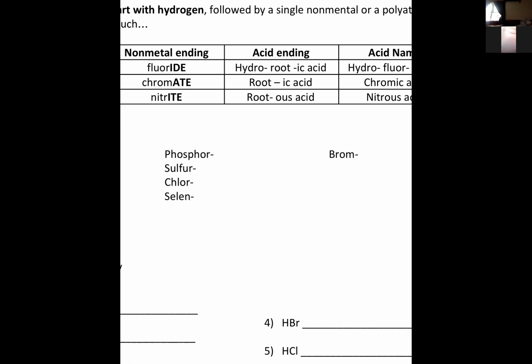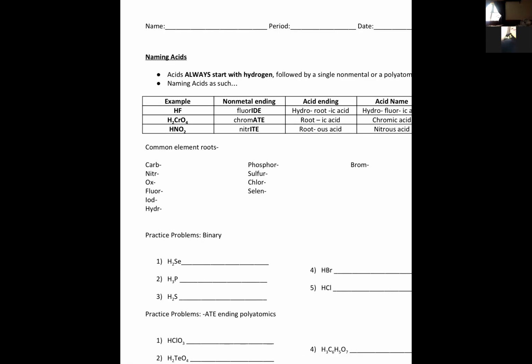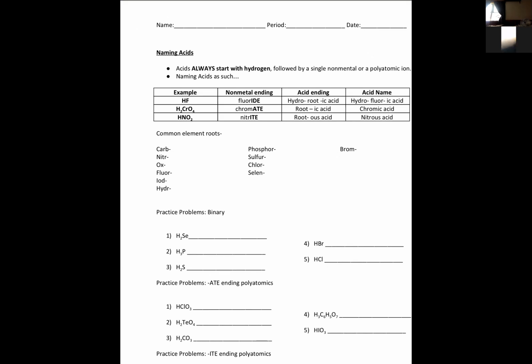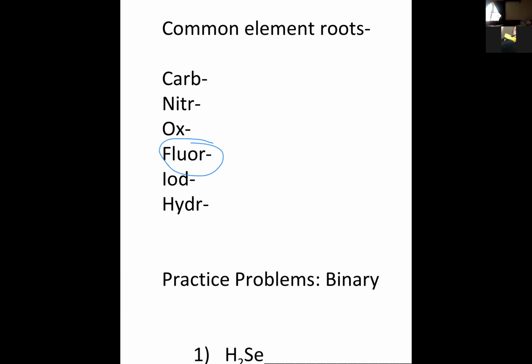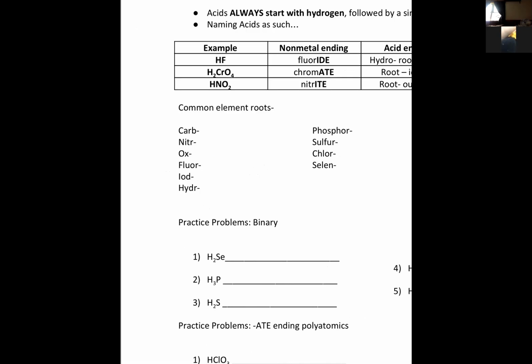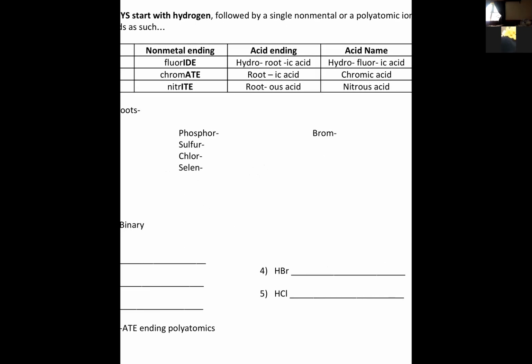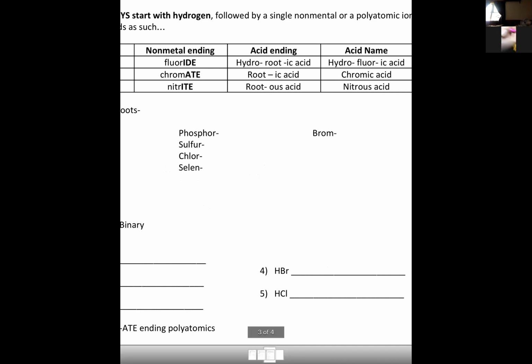So if we go back and look here, it's fluoride, so the root of fluoride is going to be fluor. So just put fluor into where it says root in the naming. So you would have hydrofluoric acid. Then if you look over here, it has hydrofluoric acid. I know, it sounds easy when I say it, right? Or I think it sounds easy.